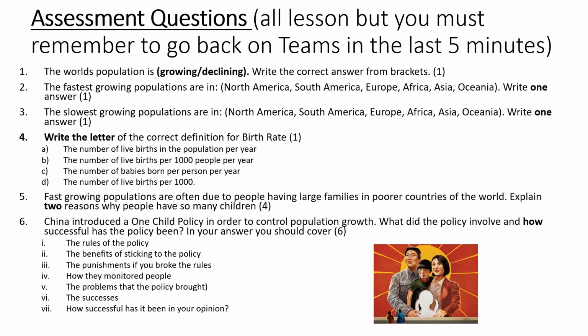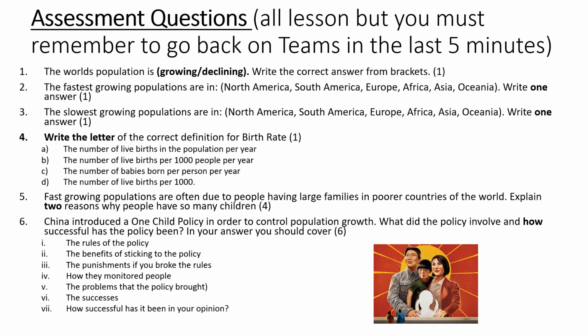So number 1, the world's population is growing or declining? You have to write the correct answer from those brackets. So you have to write down for number 1 either growing or declining. That's for 1 mark. For question 2, the fastest growing populations are in, and you've got to write down the name of the continent. One answer please, the name of the continent that has the fastest growing populations.